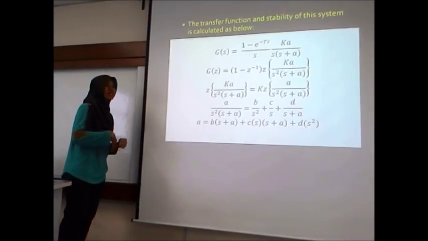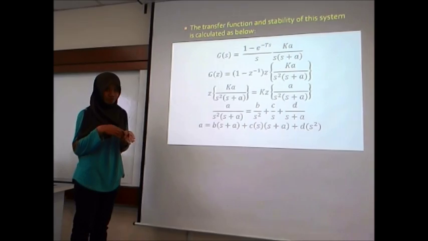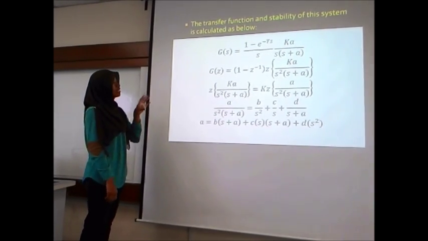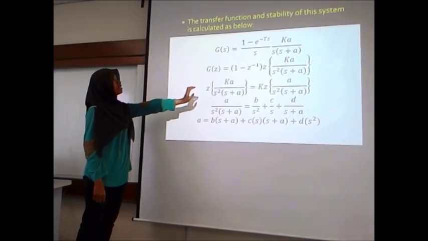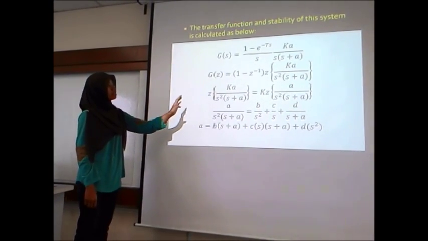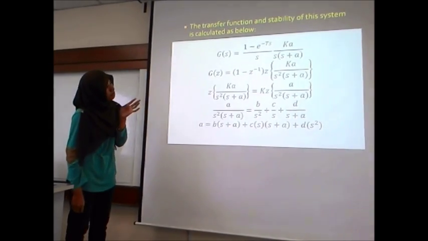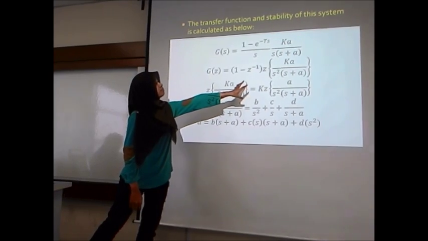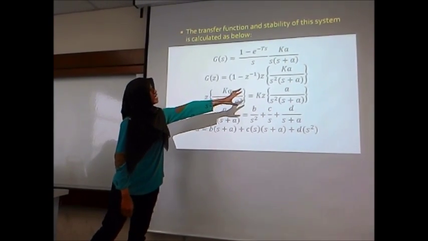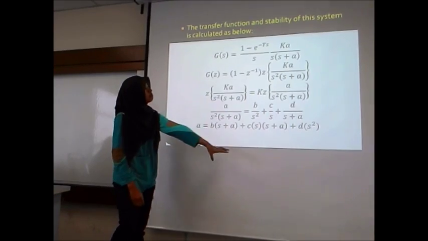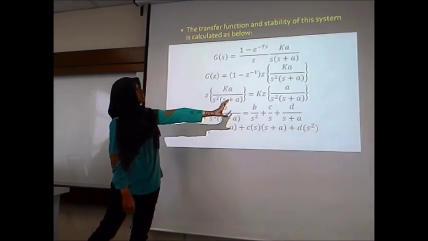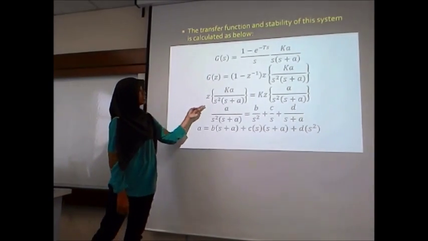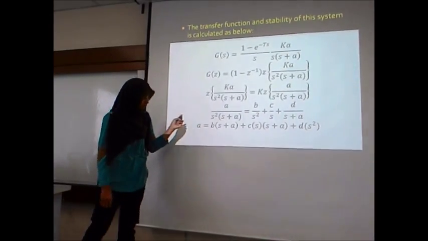To transfer from the S plane to the Z plane, the transfer function that we can obtain is D(z) equals 1 minus z to the power negative 1, multiplied by Z of K A over s squared multiplied by s plus A. Then we calculate it as this.